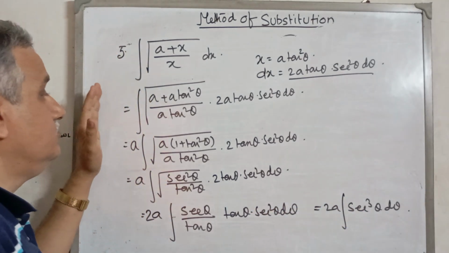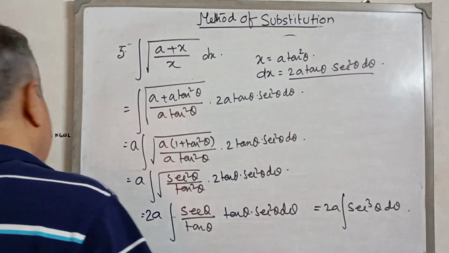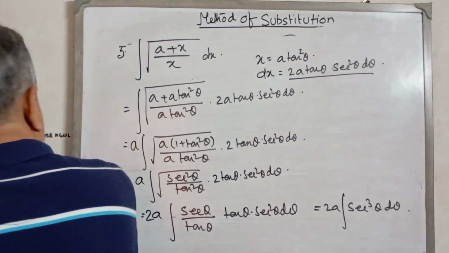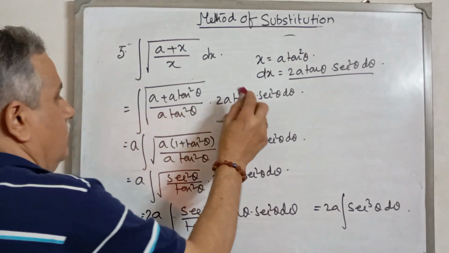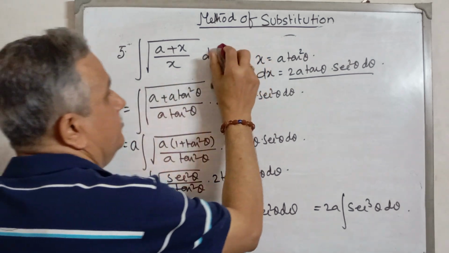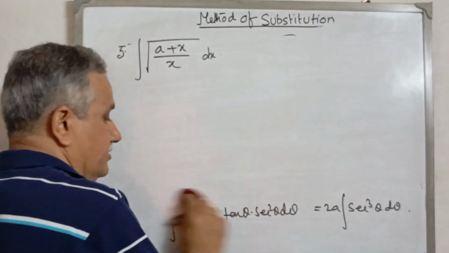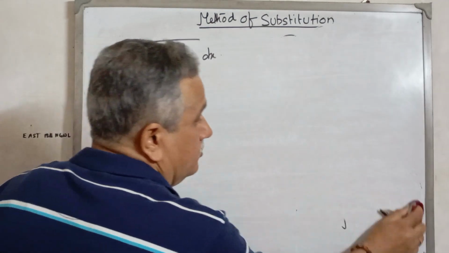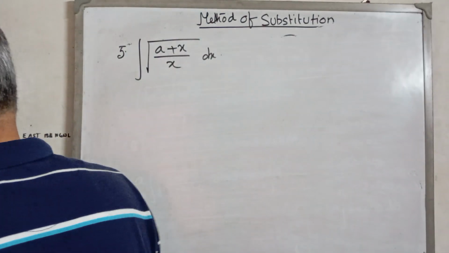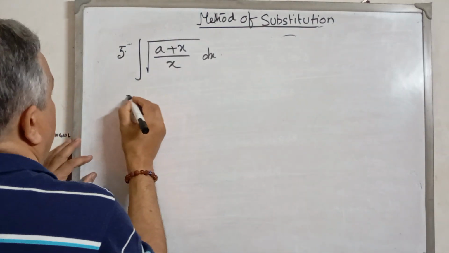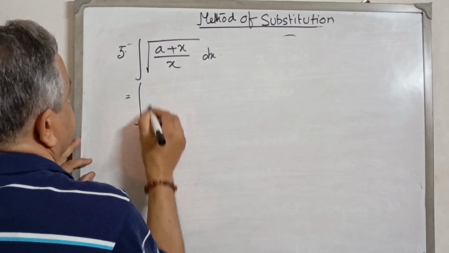Now this is going to be solved by another method, that is the method of substitution. Here also we put x equal to a tan square theta, this is also a method of substitution, but then we have to go to integration by parts. Now this problem is solved by another method.